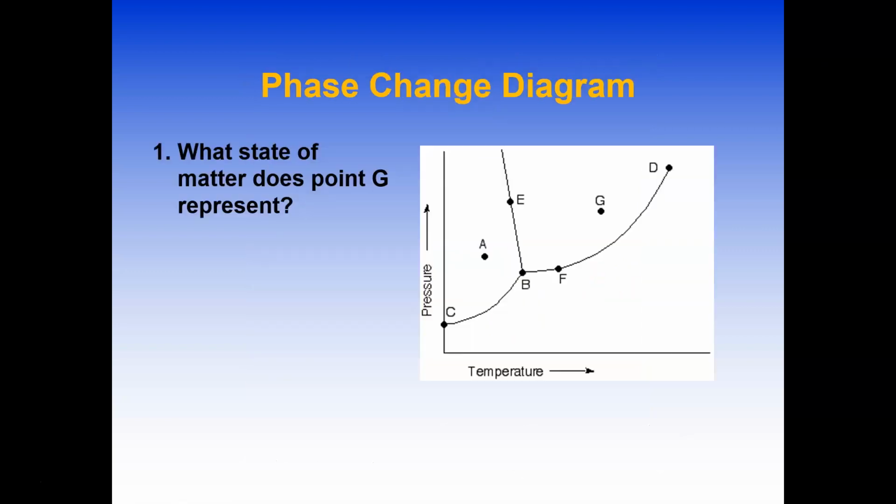So let's do a little practice with these phase change diagrams. You're asked, what state of matter does point G represent? So we find point G here on our graph, and we know that it represents a liquid. Number 2 asks us, what do we call point B? So we find point B here, and we see it's where all 3 lines come together, so we call that our triple point.